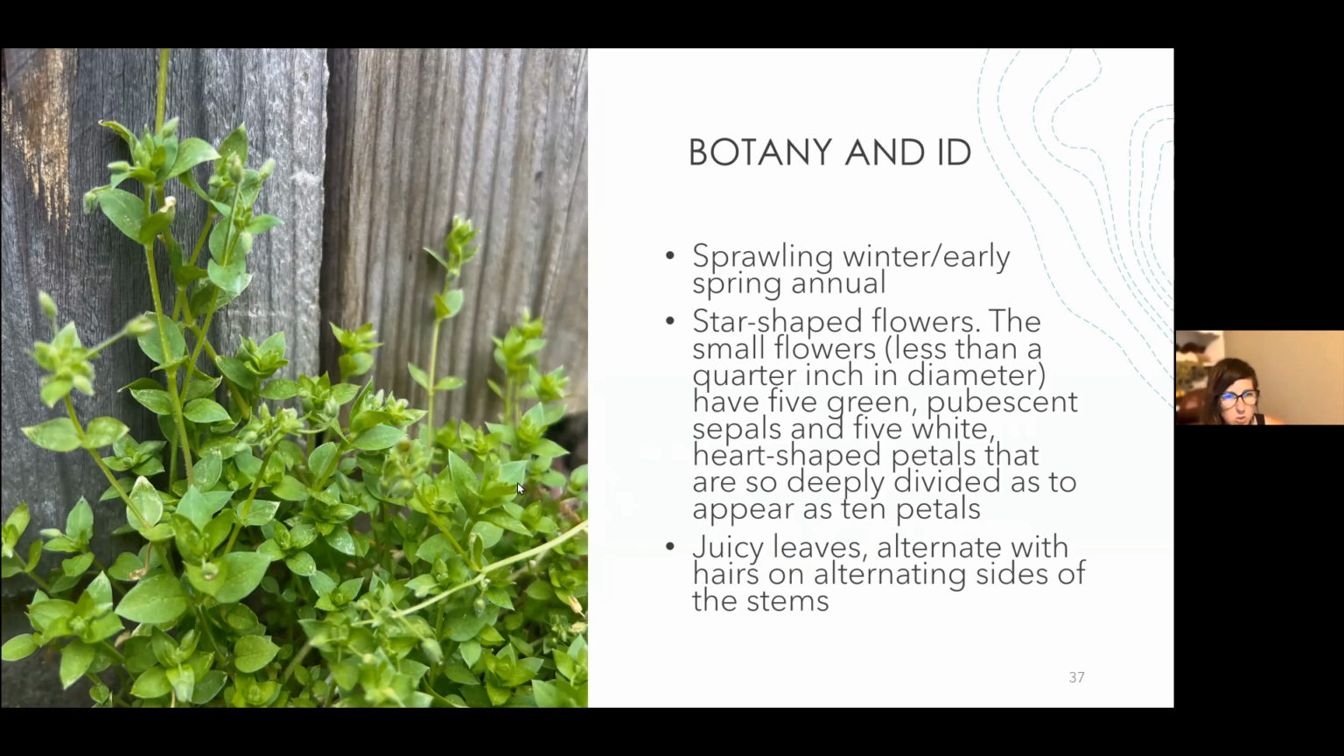The leaves are really juicy. They're not quite succulent, but they're succulent-like. They're very, very juicy, especially after rain. And the leaves are opposite. So you can see that the leaves grow opposite each other. And there are hairs on alternating sides of the stems, which I think is pretty cool. So there aren't hairs on both sides of the stems.